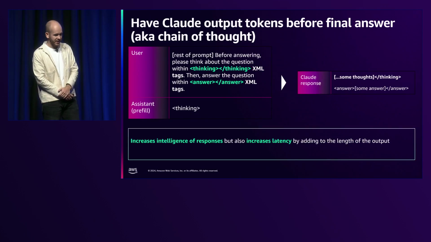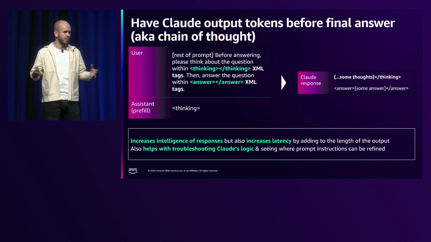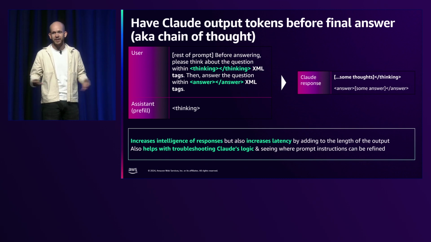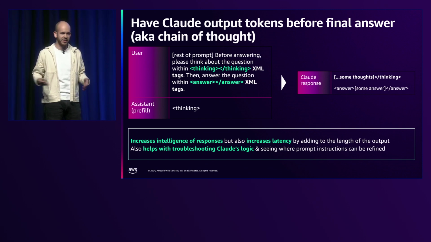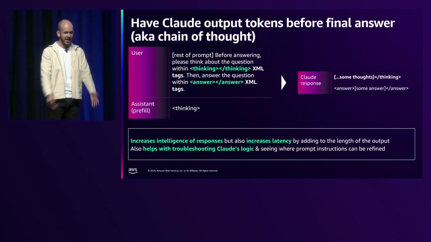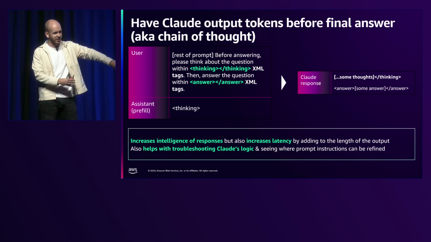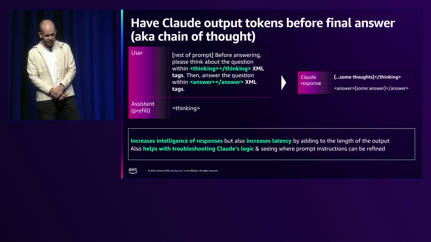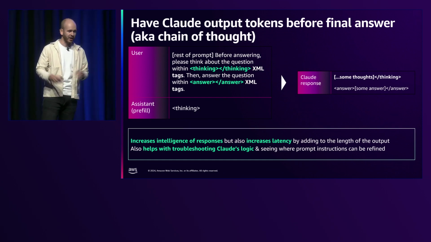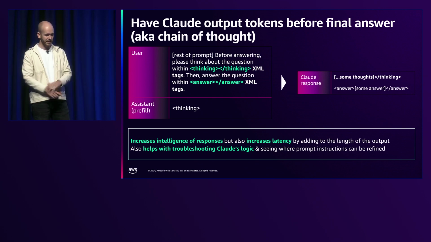The other prompting technique I want to talk about is having Claude output tokens before its final answer, or what might be considered chain of thought. Basically, we're letting Claude think out loud or do some work before it says, hey, here's my final thoughts. And then you take all those early tokens, you just throw them away, you don't show them to the end user, and you just use the final output. And typically, this tends to improve answer quality.